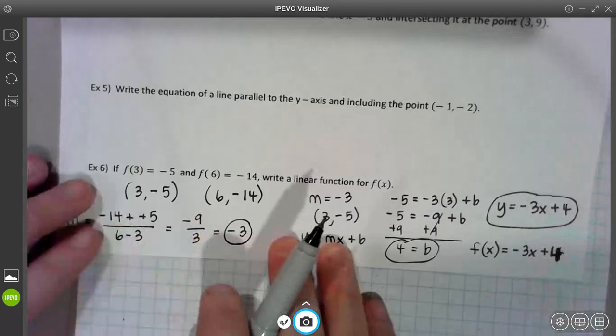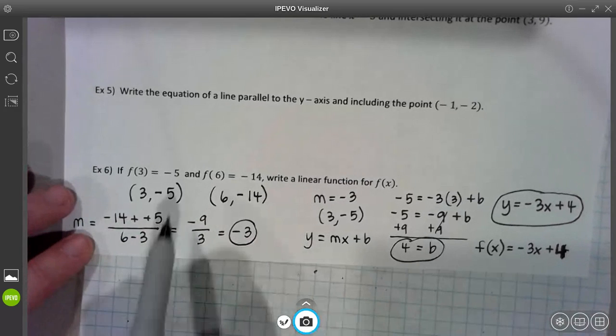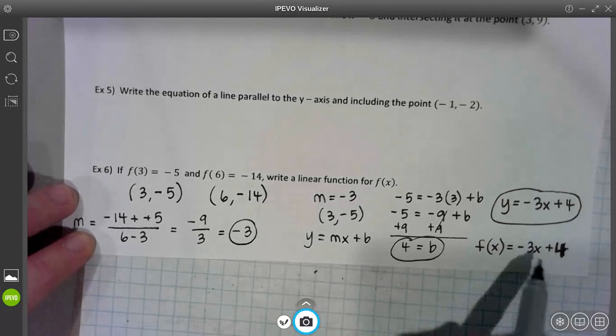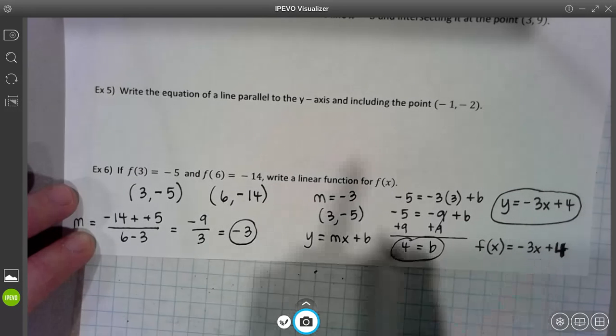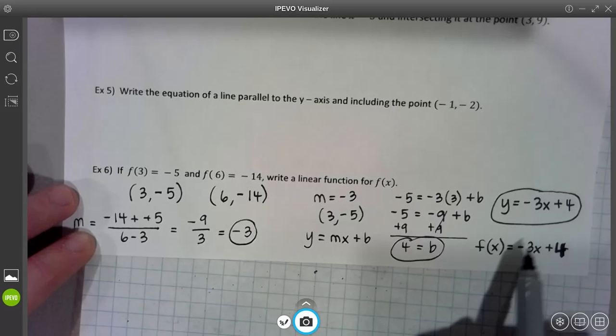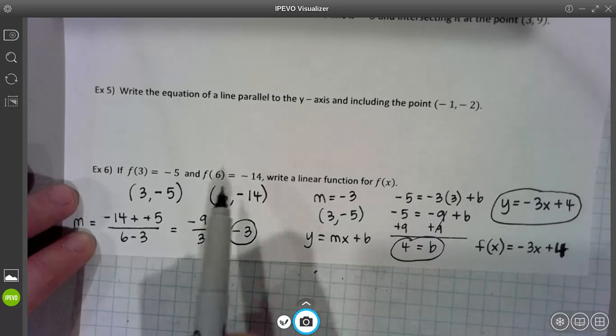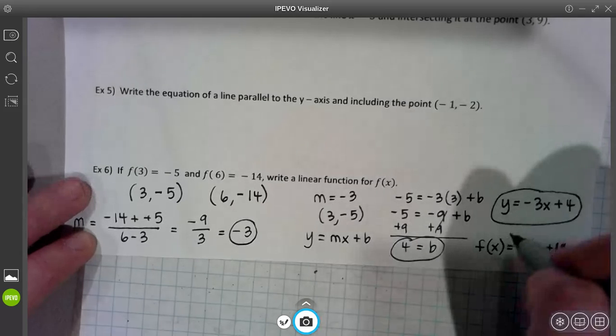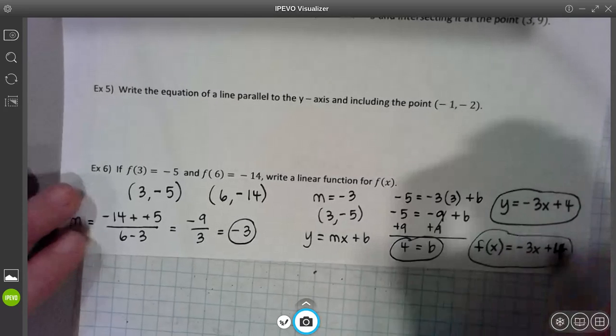Okay, so again, guys, you've also just written a function to show why when 3 went in, a -5 came out. If you plug 3 in, guess what? A -5 will come out of this. If you plug 6 in, guess what? A -14 will come out. You've just written a mathematical rule to show why these numbers went in and why those numbers came out. Okay, all right. All right, everybody good?